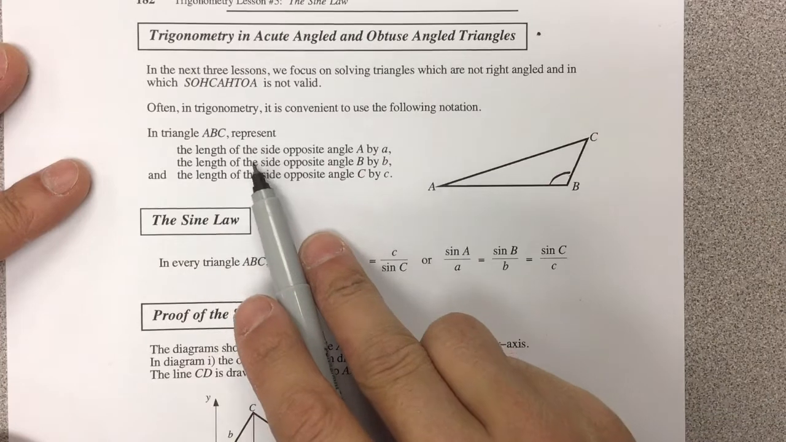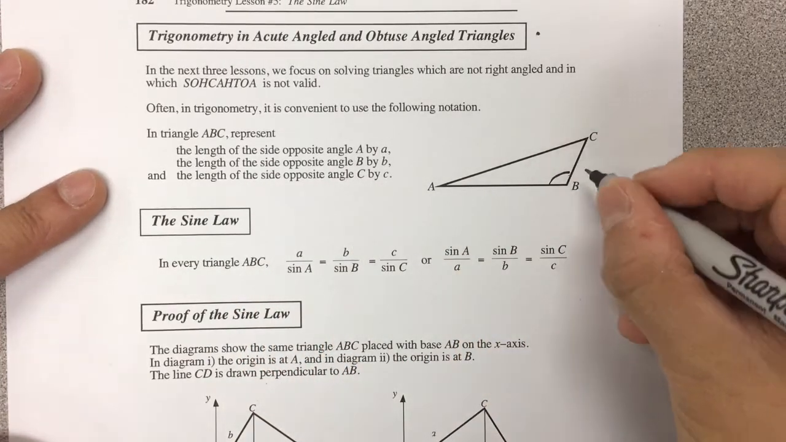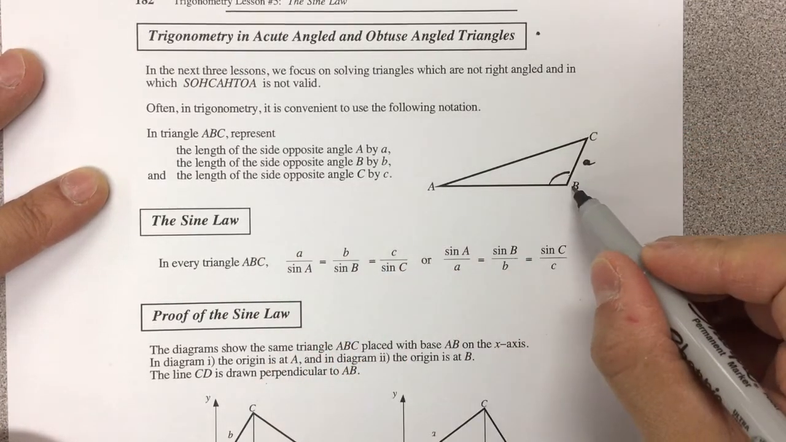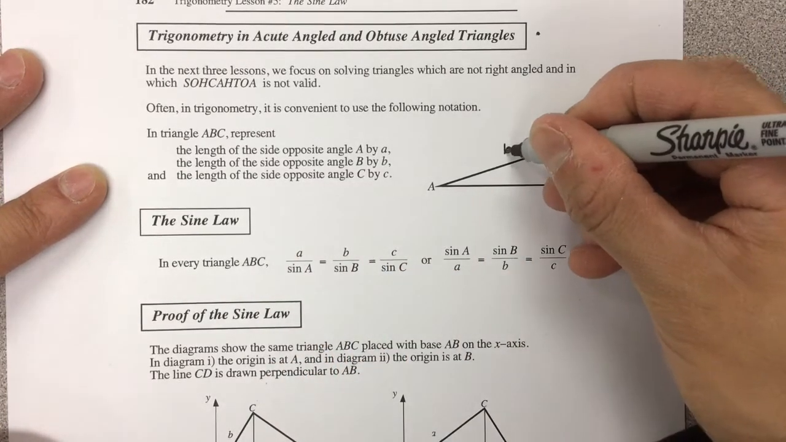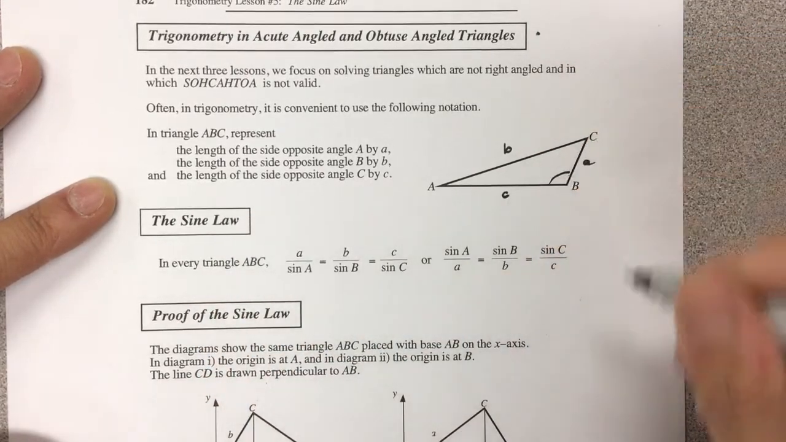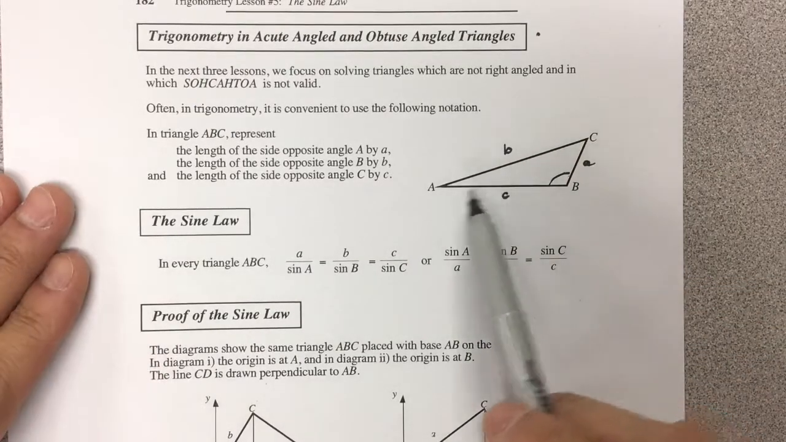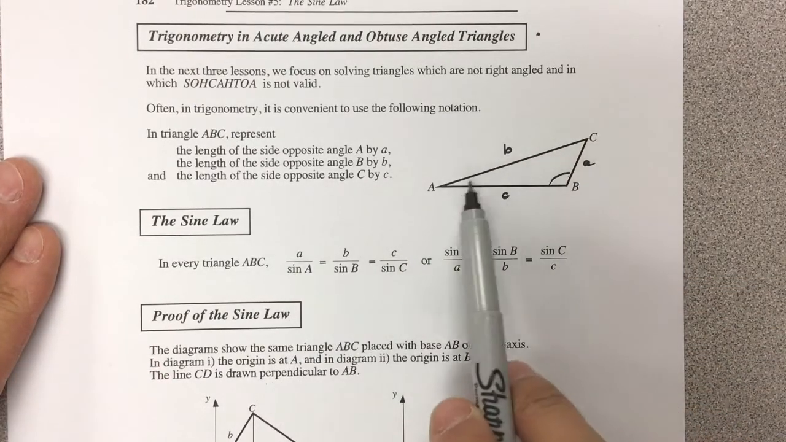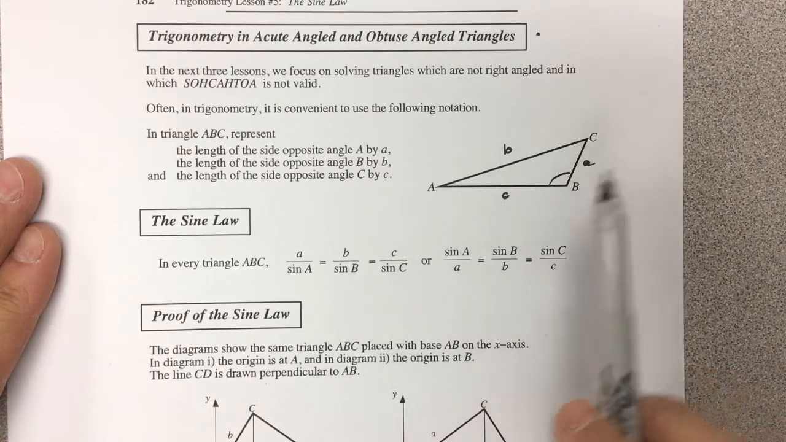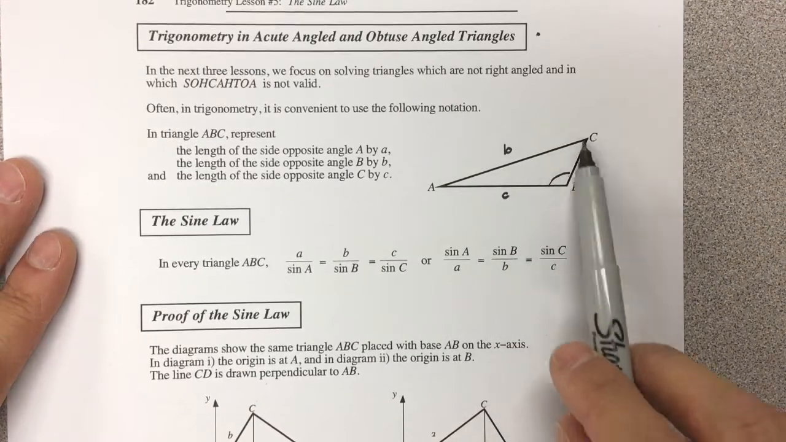Then we want to represent the length of the side opposite angle A with lowercase a, the length of the side opposite of angle B by lowercase b, and the length of the side opposite of C with lowercase c. Now this is important to remember. The reason we use this is because this forms a ratio of a over sine A, b over sine B, c over sine C. And we can reverse that to say sine A over a, sine B over b, and sine C over c.